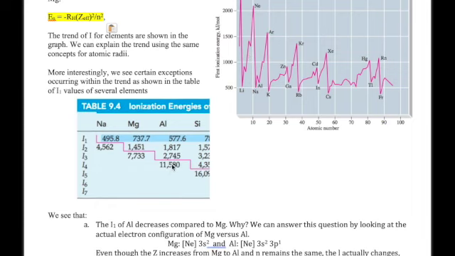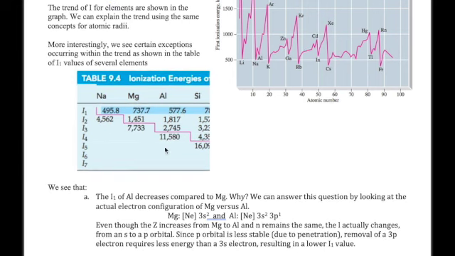So we can actually see it for magnesium and aluminum. You can see that the energy of magnesium is 737, but then for aluminum, instead of going up, it actually drops down to 577. So why is that going on?